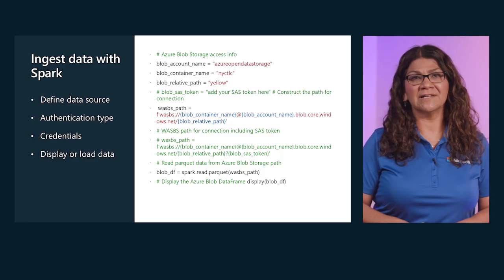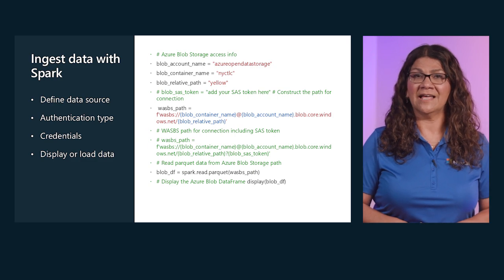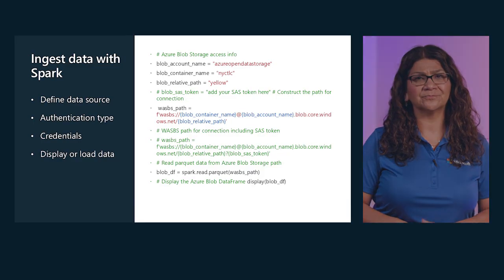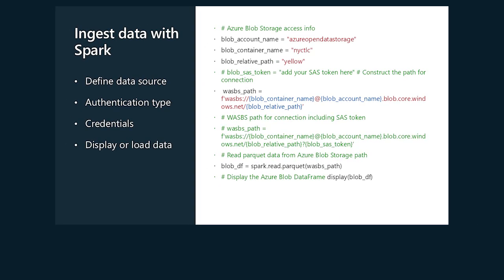The sample PySpark shown here connects to data held in Azure Blob Storage, reads data into a data frame, and then displays the data. Note the Azure Blob Storage access info at the top with the blob account name, container, and relative path. Next, see the WASBS protocol is being used to access Azure Blob Storage, pointing to the blob container name where your blob file is stored. It notes a placeholder for the Azure Storage account and the domain for the Azure Blob Storage, and the path to a specific blob within the container. This URL can then be used to access or manipulate the blob.